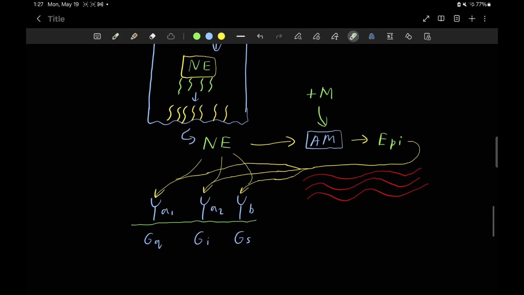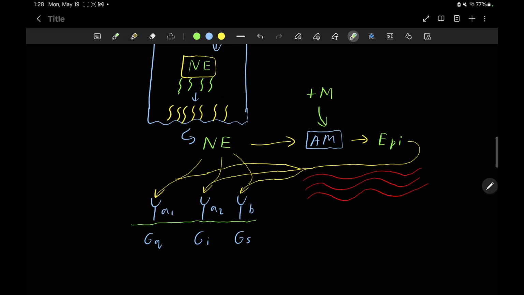And then they can both go and bind to your receptors, so alpha-1 receptors, which are linked to GQ proteins, alpha-2 receptors, which are linked to GI proteins, and beta receptors, which are linked to GS proteins. And GQ proteins can control your enzyme phospholipase C to make IP3 and DAG, whereas GI and GS proteins, they modulate activity of adenyl cyclase enzyme to control levels of cAMP production.